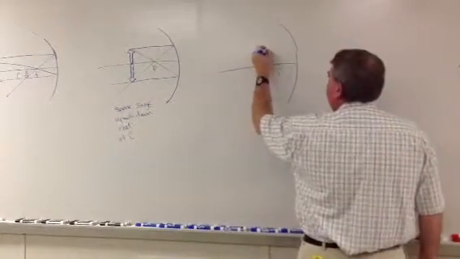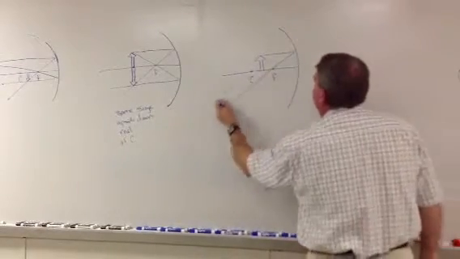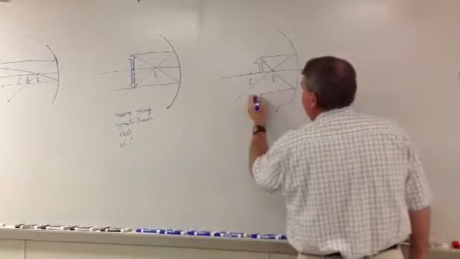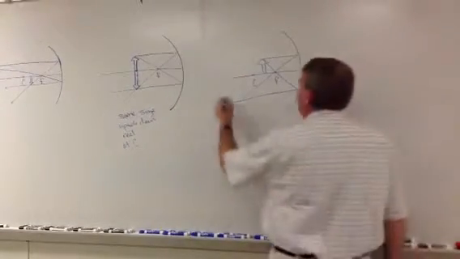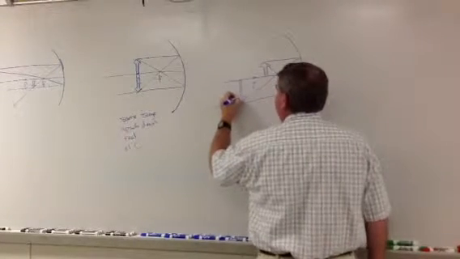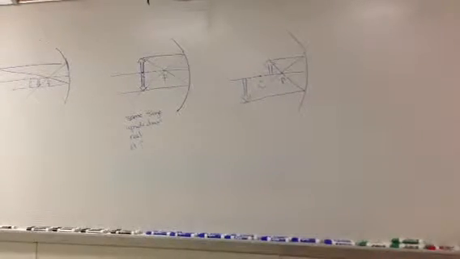Any beam of light that comes in parallel with the primary axis is going to leave out through the focal point, and any beam of light that comes out through the focal point is going to leave parallel to the primary axis. The image is going to be located beyond C. It's still going to be upside down. It's going to be larger, and it's going to be real.